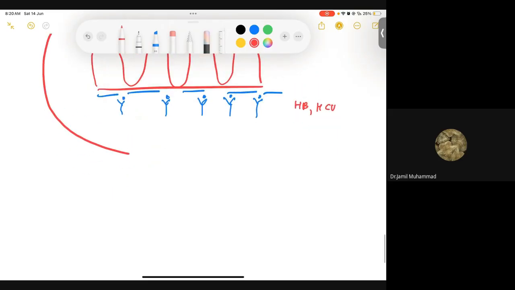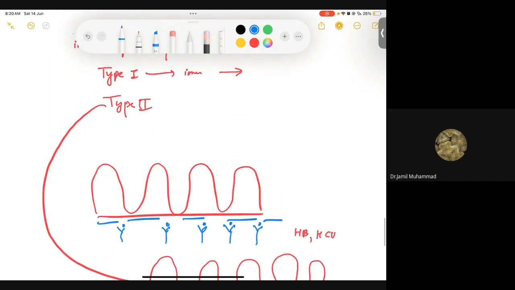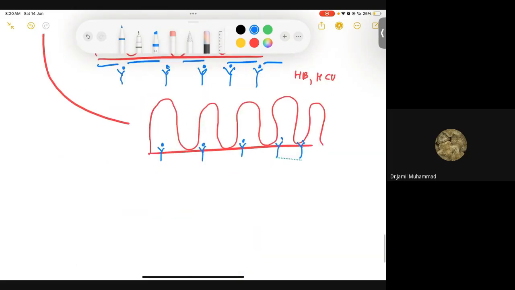But this time, the location of these immune complexes is different. For example, if this is your basement membrane and your podocyte processes, these immune complexes are going to be present intra, or into, the basement membrane. So type 2 stands for into, right? Whenever the immune complexes are present in between the membrane, intramembranous, that's going to be your type 2.